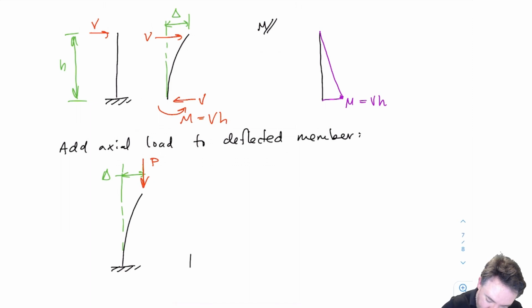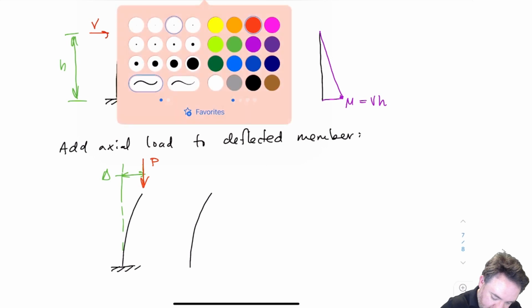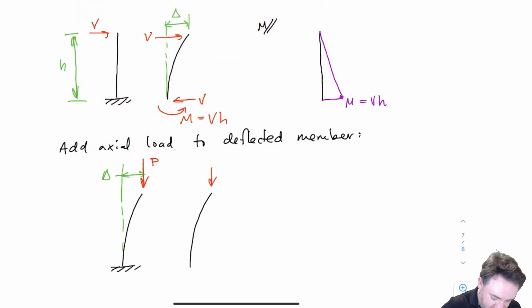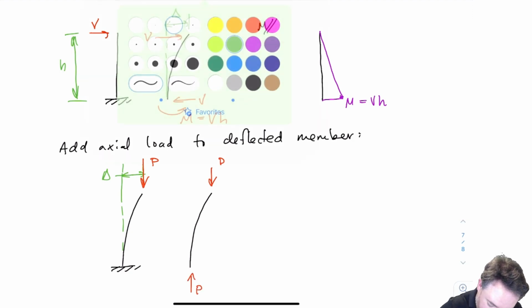Now what's going to happen is that my P is being applied at some eccentricity delta. So if I draw my free body diagram here, again, I have a couple.